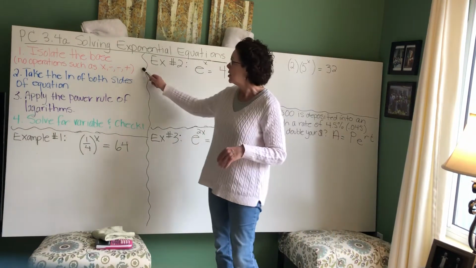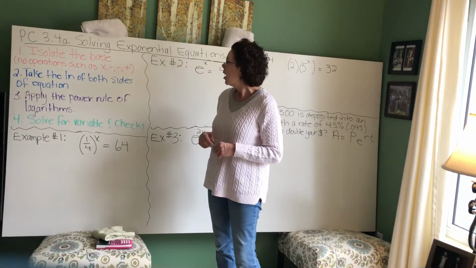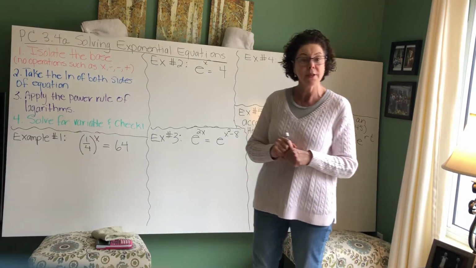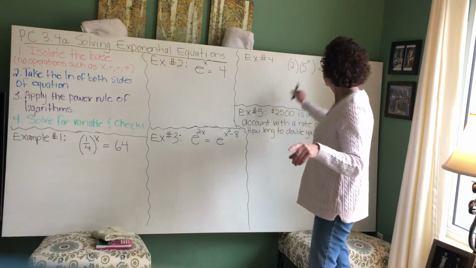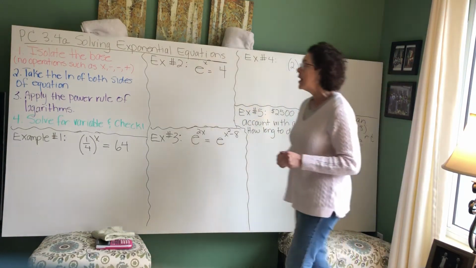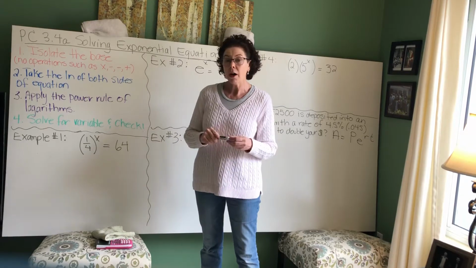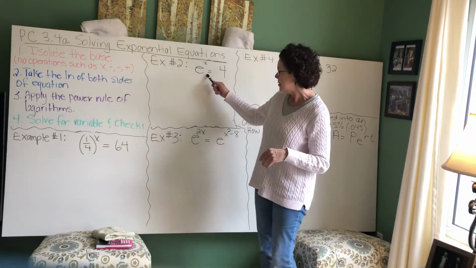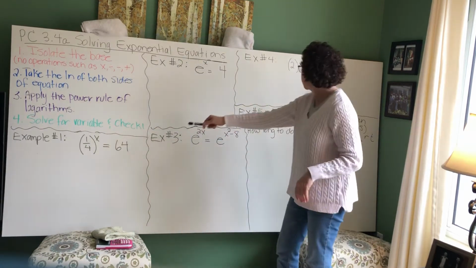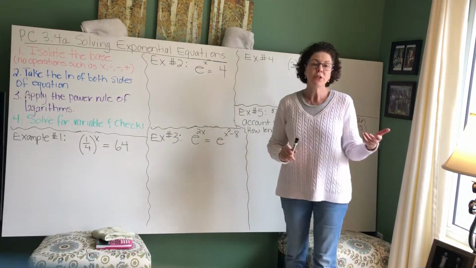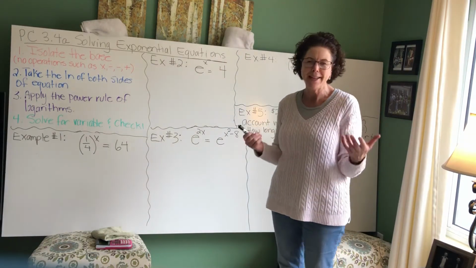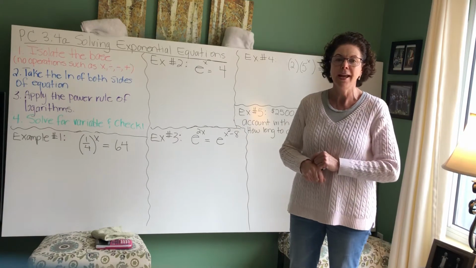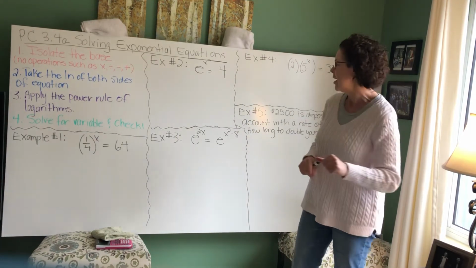So the first thing we're going to do is isolate the base. That means that there's no other operations such as multiplication, division, addition, or subtraction. That will happen in example 4. The next thing we're going to do is take the natural log of both sides of the equation. You don't have to choose, right? There's lots of different bases, e, 1/4, 64, 5. But if we just simply take the natural log of both sides of the equation, it will solve the problem for us. Remember that natural log button is on the left-hand side of your calculator.